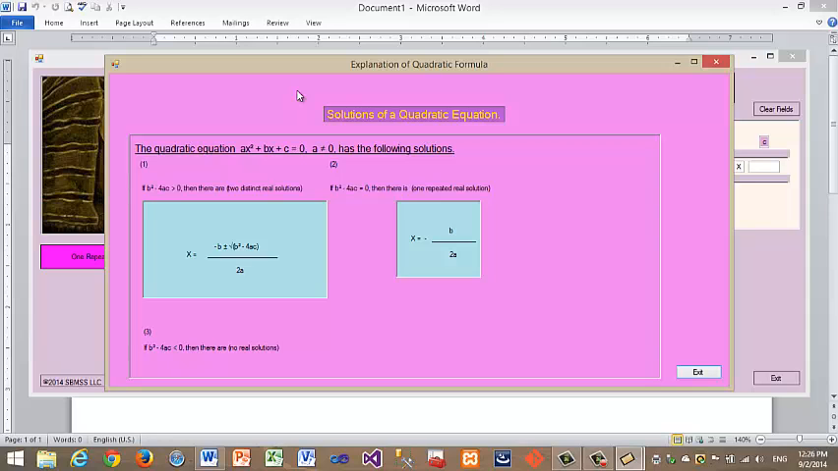Number two, if b squared minus 4ac equals 0, then there's one repeated real solution. It's x equal to minus b over 2a. Number three, if b squared minus 4ac is less than 0, then there are no real solutions.